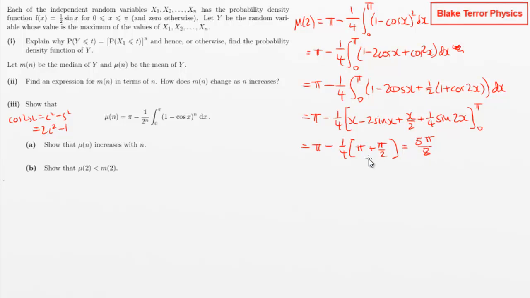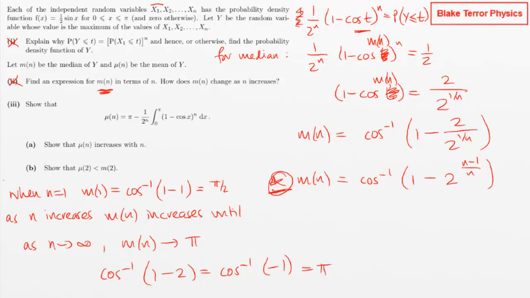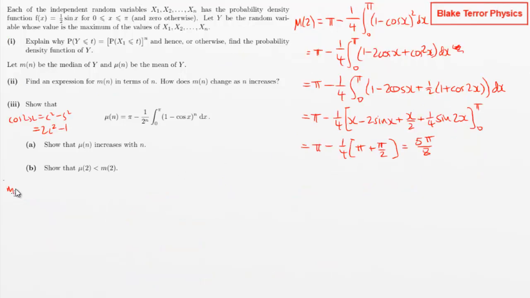Okay, so at least I've got what mu 2 is. So now I need to get m. So what did I have for m? That was in part 2. That was a while ago, wasn't it? Part 2. Where's part 2? M is inverse cos of 1 minus (2 to the n minus 1) over n. Okay, so m of n is inverse cos of 1 minus (2 to the n minus 1) over n.